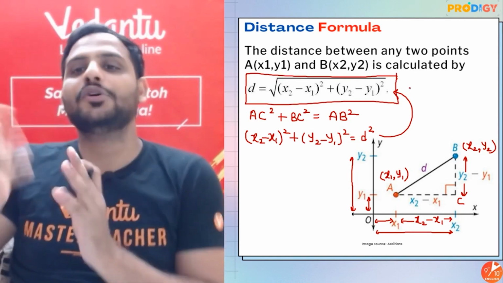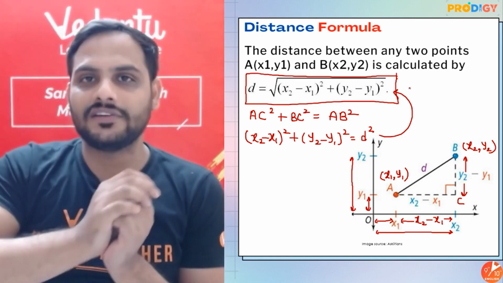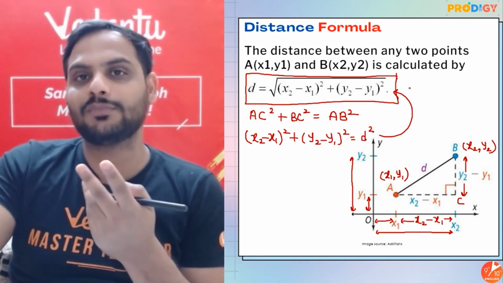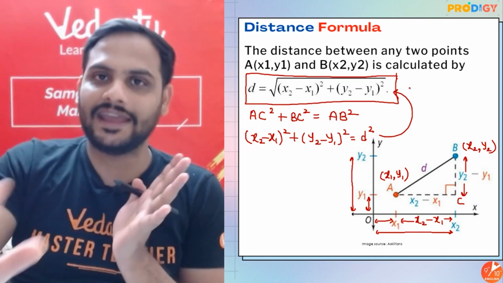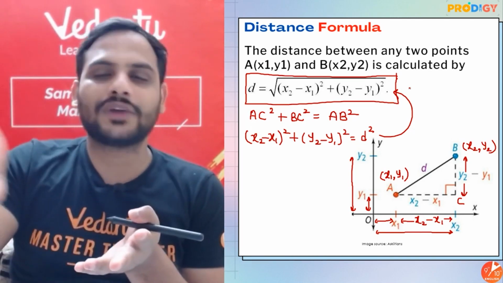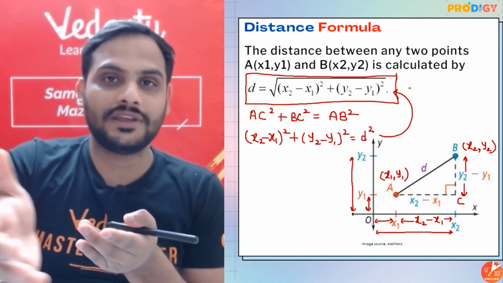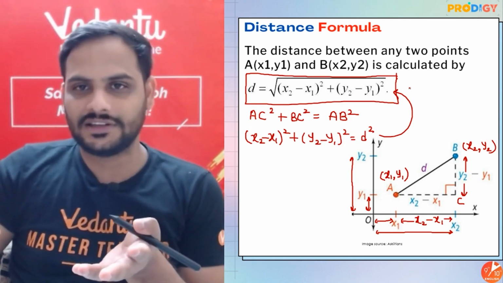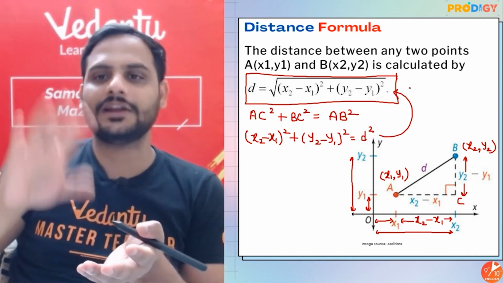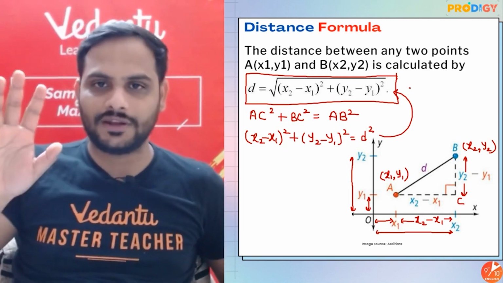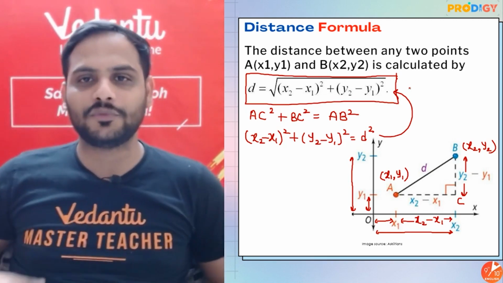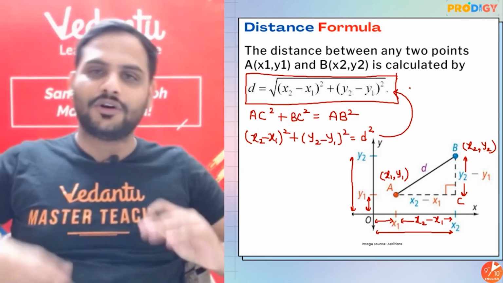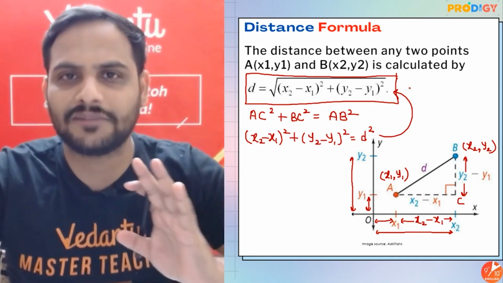Now you will ask, sir, if two points are given, how do I know which point is x1 y1 and which point is x2 y2? The answer is you can choose any point to be x1 y1, the other point will be x2 y2, and then you can use the formula: x2 minus x1 whole square plus y2 minus y1 whole square. Since there is a square on top, no matter which point you take as x1 or x2, it will not alter the result.